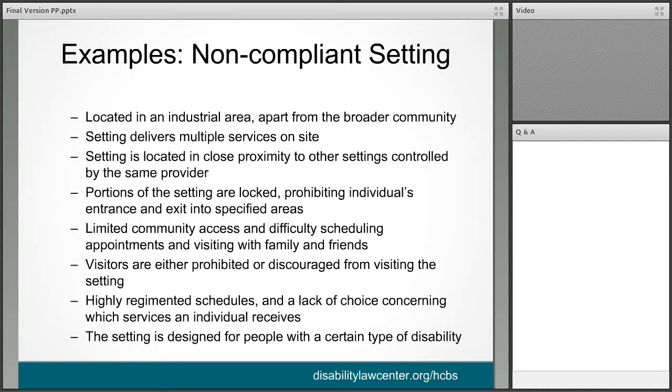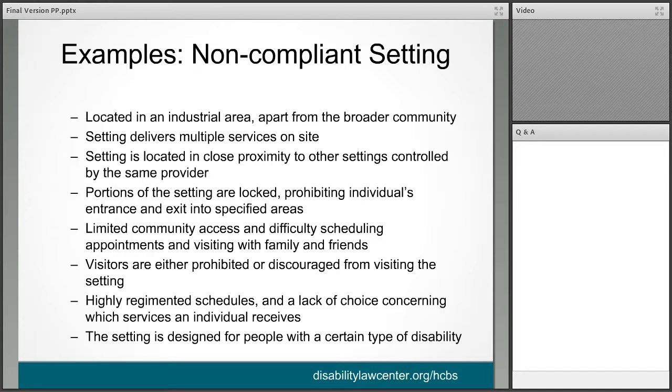So it might be located in an industrial area apart from the broader community. Obviously, what that's getting at is if a setting is geographically isolated, then it likely could be more difficult for that setting to facilitate integration, and that could be a factor that would work against the setting trying to show that they were not a setting that isolated individuals with disabilities.